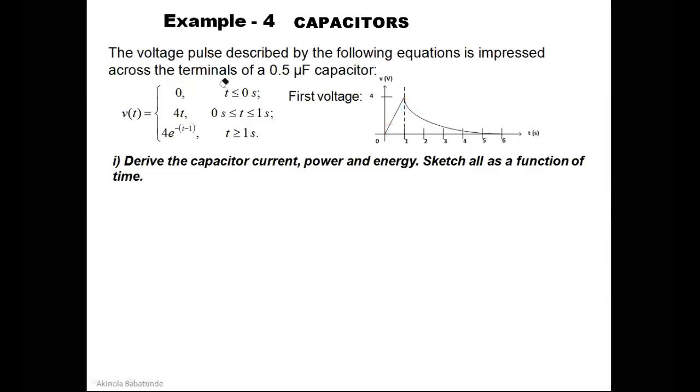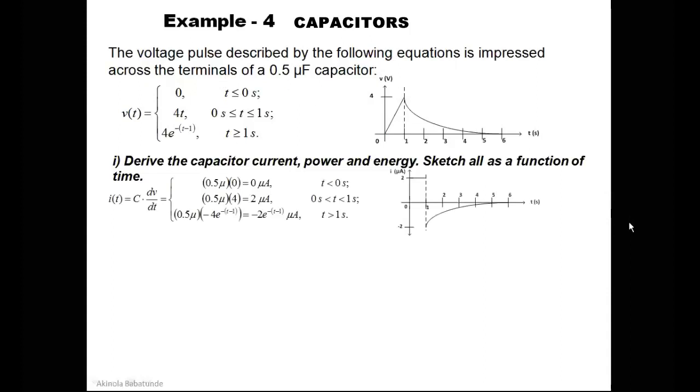Now, what you have here is the capacitor current. When you want to find the capacitor current, our i is always equal to C dv/dt. Since we have our v and our C here is 0.5, for the first one we have C is 0.5 times dv/dt, and v is a constant, 0. If you differentiate 0, you obtain 0. So you have 0.5 multiplied by 0, because dv/dt here is 0. That gives us 0 microamperes.